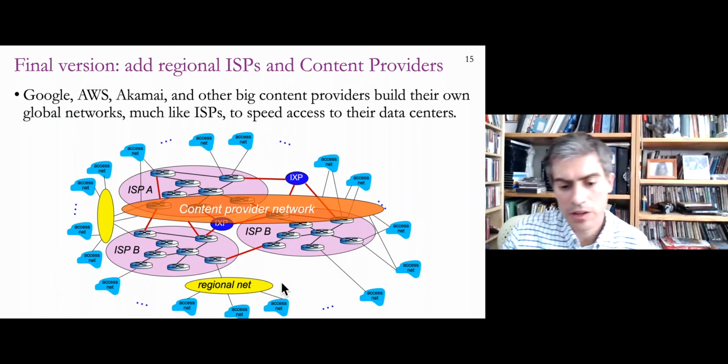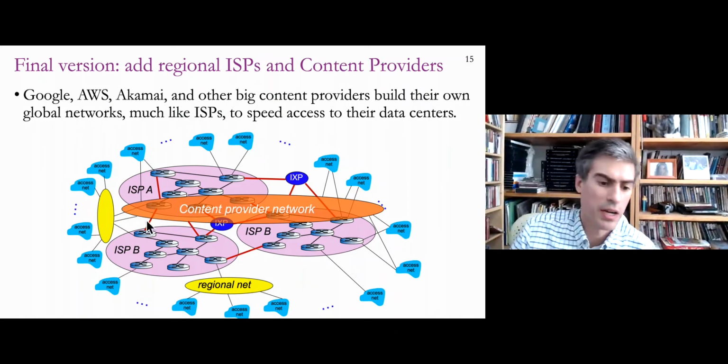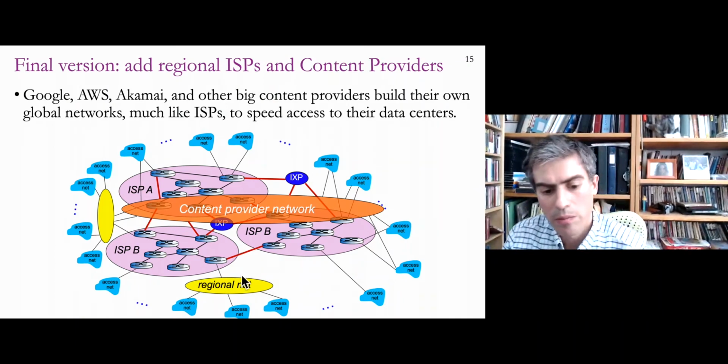There also are other networks that are not quite as big as tier 1 ISPs that still are interconnected with other ISPs, but they might have to actually pay for that access because they're not big enough for the tier 1 ISP to think it's worthwhile to share the cost of the link.